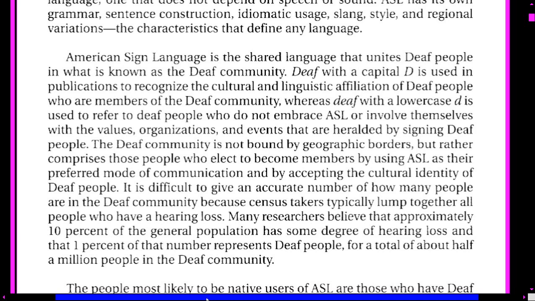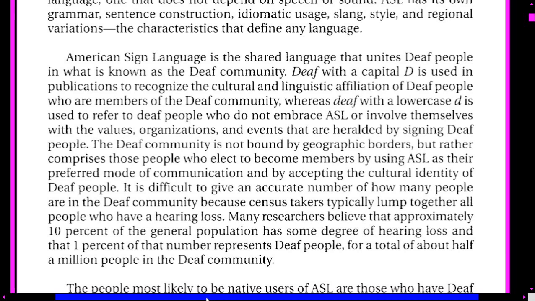It is difficult to give an accurate number of how many people are in the deaf community because census takers typically lump together all people who have hearing loss. Many researchers believe that approximately 10% of the general population has some degree of hearing loss, and that 1% of that number represent deaf people, for a total of about 500,000 people in the deaf community.